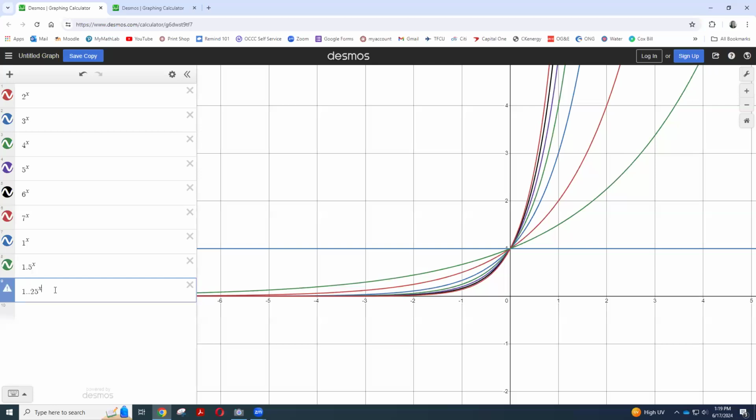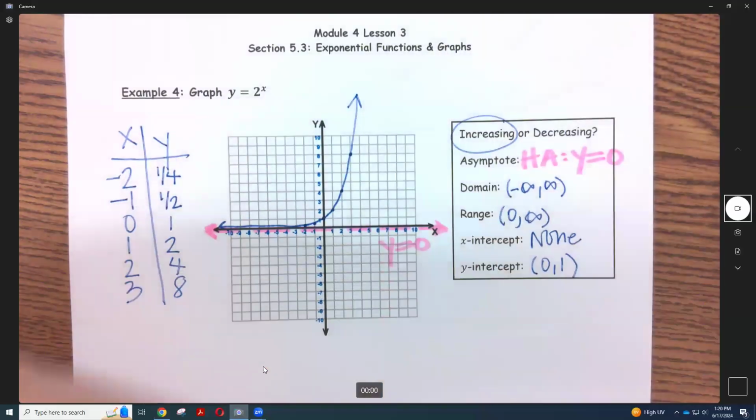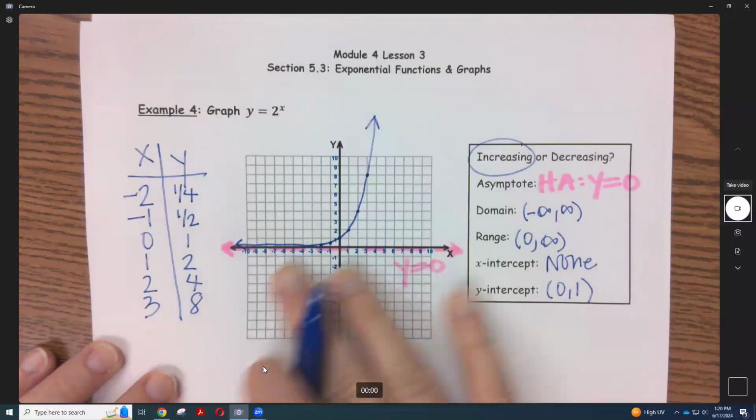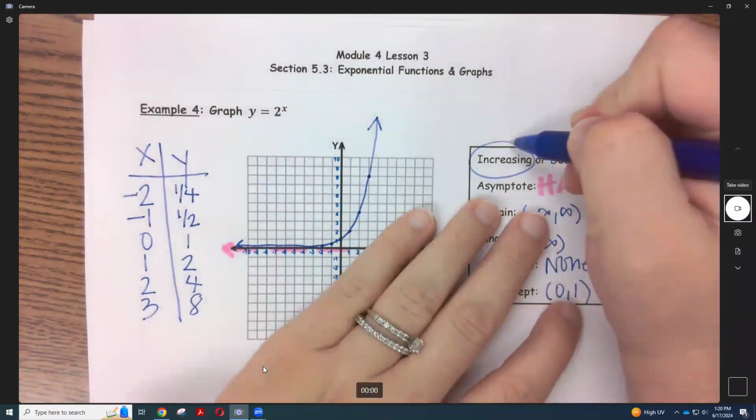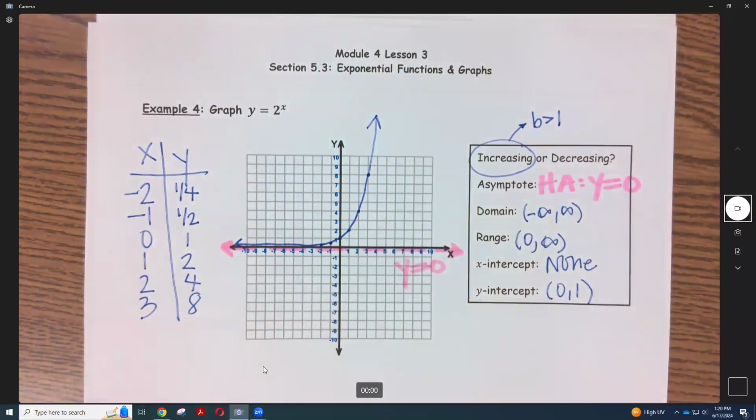1.25 to the x power gets even shallower. 1.1 to the x power almost looks like a line. It's increasing so slowly. Okay, so it can get close to 1, but it cannot equal 1, because that's just a straight horizontal line. So coming back to this, my graph is always going to be increasing when my base is greater than 1.